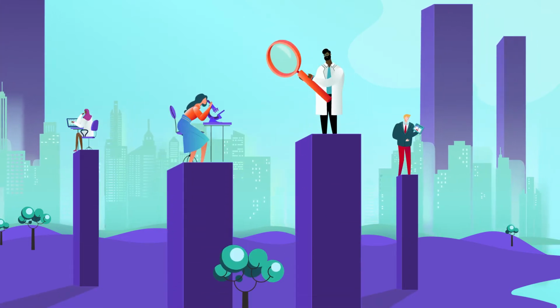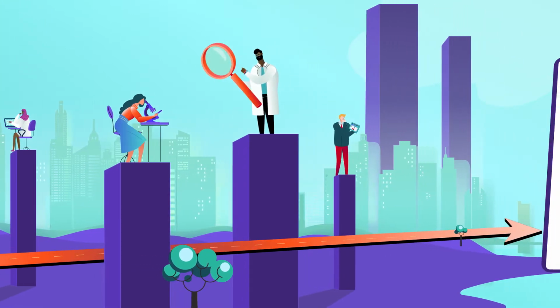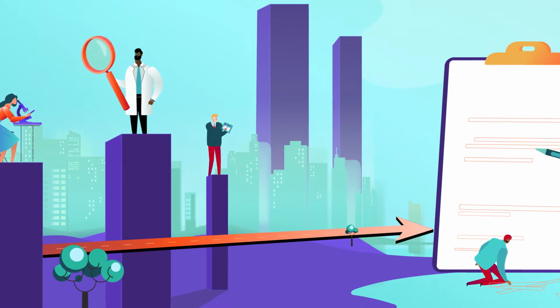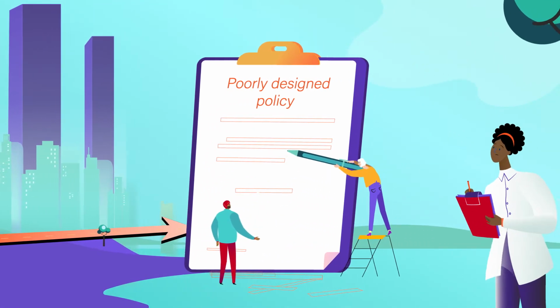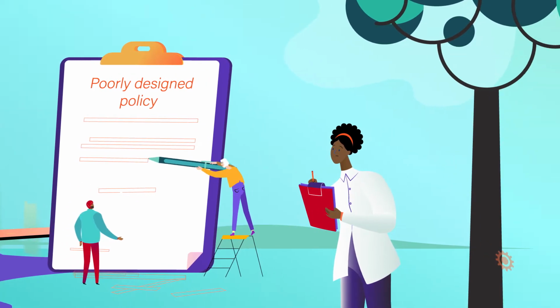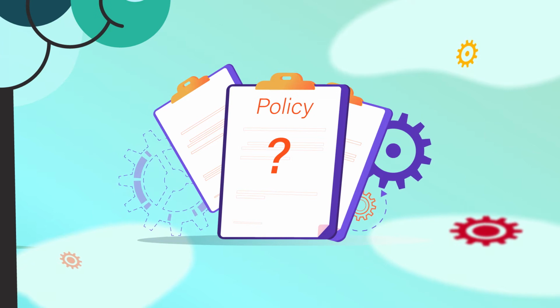Progress towards gender equality in European research continues to be slow. One of the reasons is that policies are poorly designed and implemented, and that their monitoring and evaluation is limited. We simply don't know whether the policies put in place work.